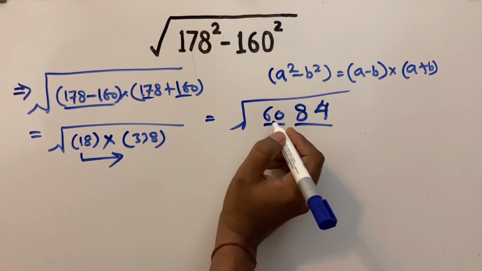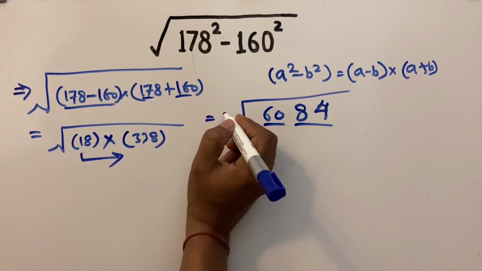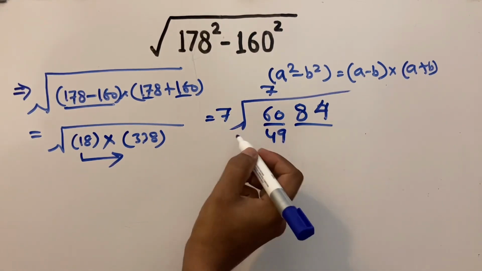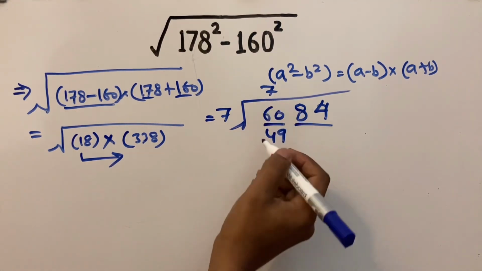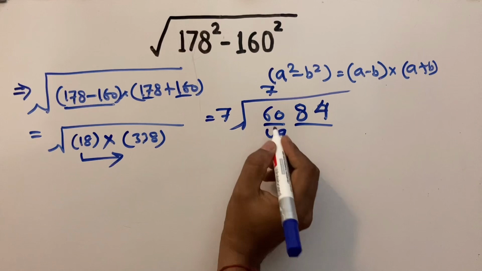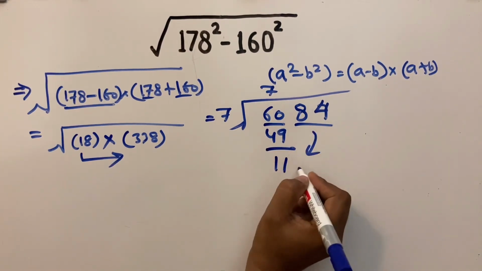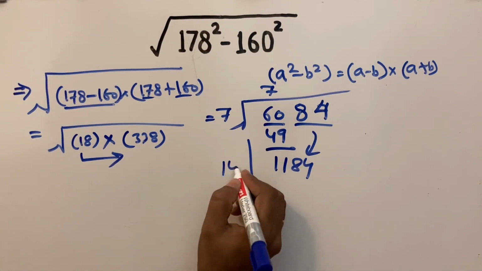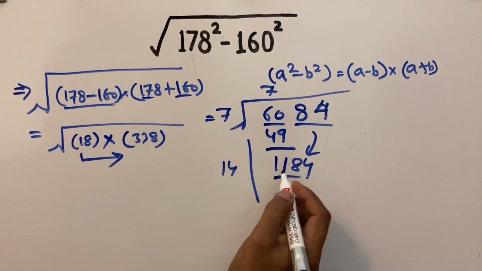In the first pair, the minimum square that fits into it is 7 by 7, that is 49, as 8 into 8 will be higher, 64. So 60 minus 49 is 11, and 84 comes down from here. 7 plus 7 is 14. Now divide these three numbers.